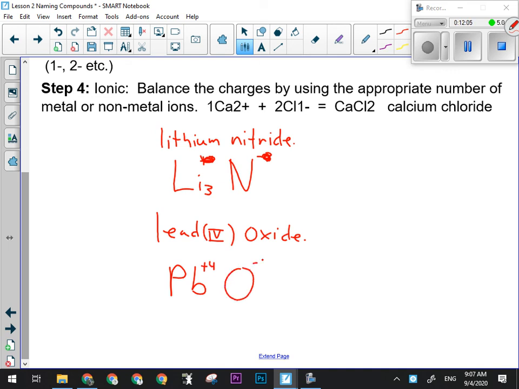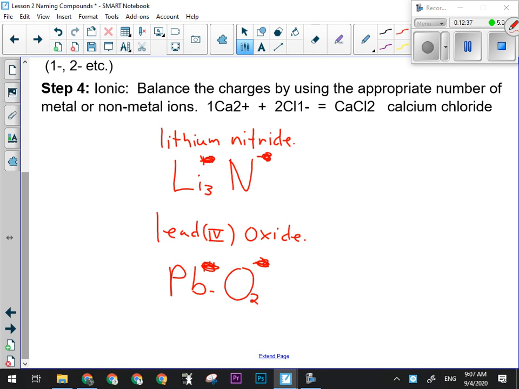-2. All right, so now when I do the drop and swap, the 2 drops and swaps over to here, the 4 drops and swaps over to here. Okay? Sorry, that's a 2. Okay, so I have to reduce that. With ionic compounds, if I can, I reduce them to their lowest form because that's the way they would actually go together. All right, so I wouldn't leave this as Pb2O4. Okay, I would leave it as PbO2.